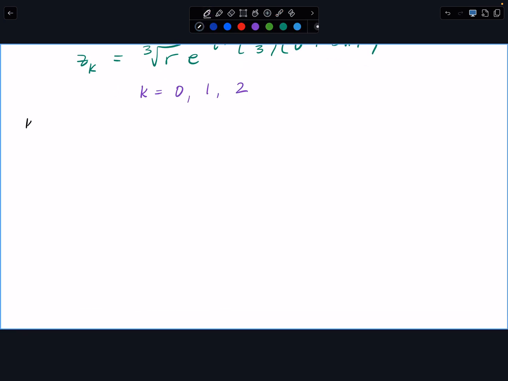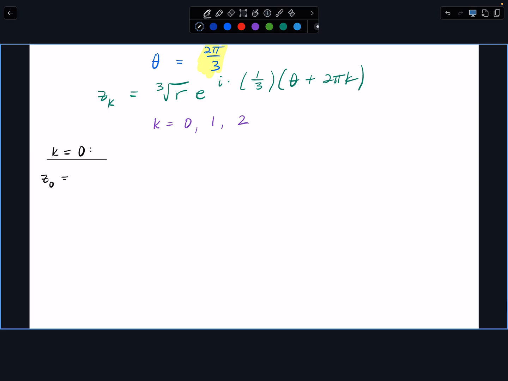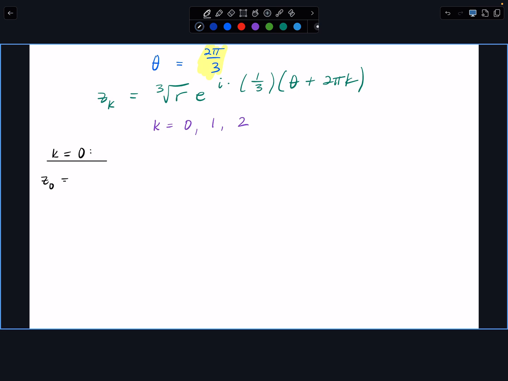So let's see how this works. If k is equal to 0, that means I'm going to write z sub 0 is equal to the cube root of r. What was r in this case? 2 times e raised to the i times 1/3 times, what was theta?